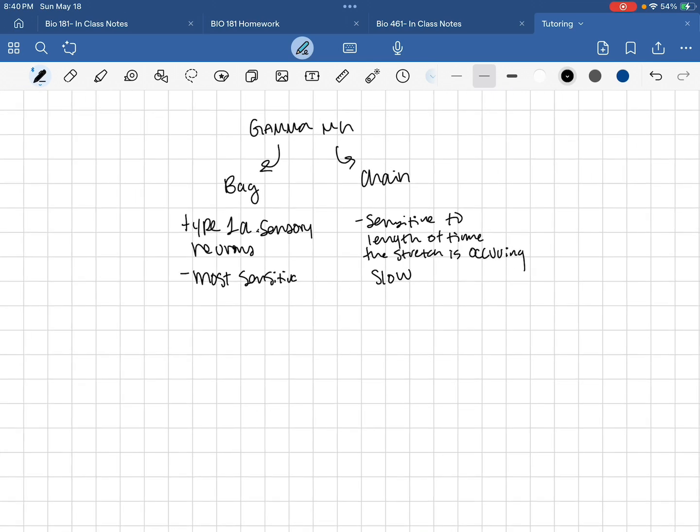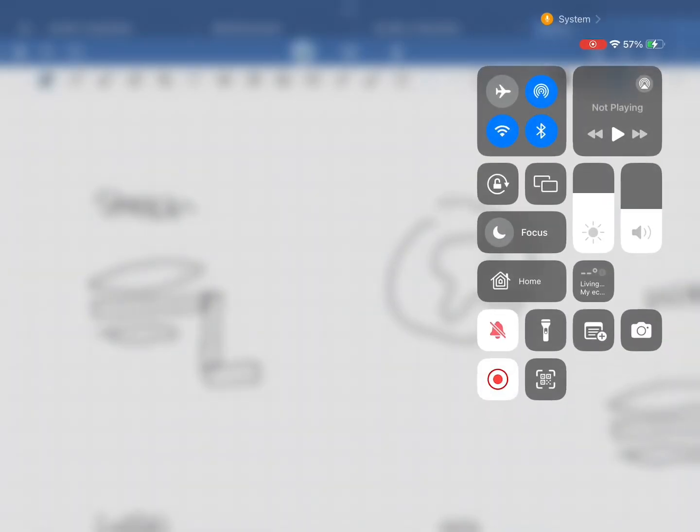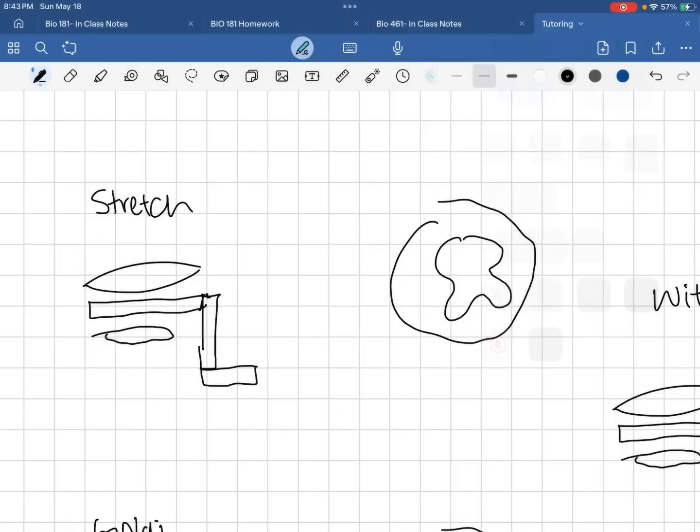Yeah, so that's what we have for intrafusal, and then we're going to get into our stretch reflex. Let's go ahead and check the microphone is on. Okay, good, thank goodness. All right, so the stretch reflex.